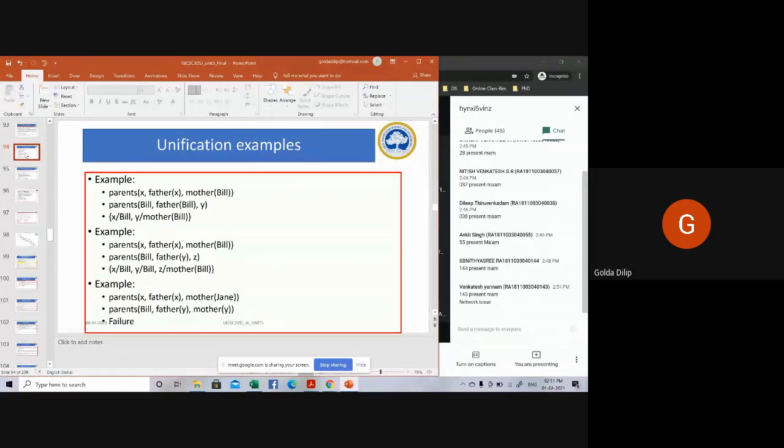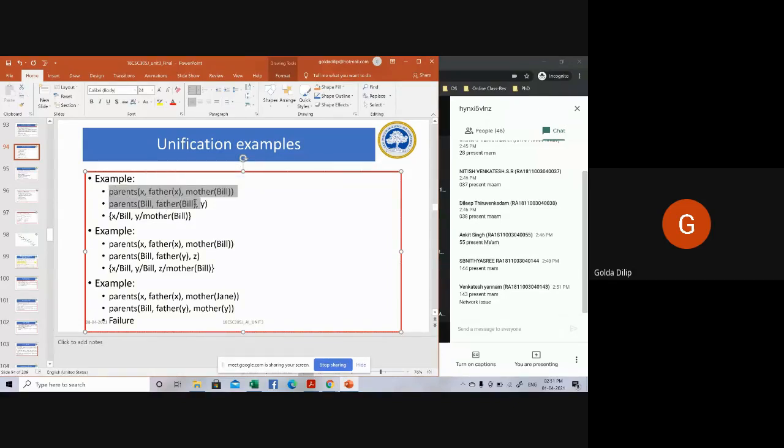This entire process of how you take the various clauses and go about refutation can be diagrammatically represented for easy understanding, for which we draw what is called a refutation proof tree. Before we draw the refutation proof tree, a concept which plays a major role in it is unification. Unification means you can say renaming. Same function is here. Parents of x comma father of x comma mother of Bill.